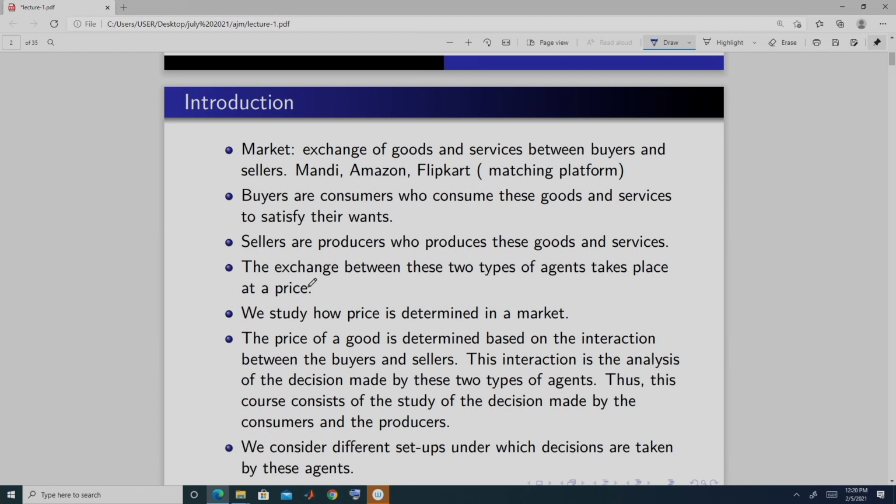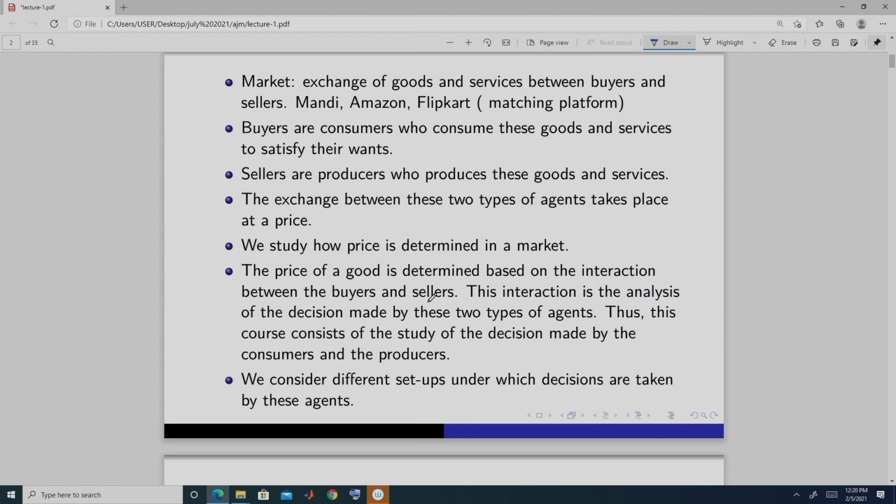So we study how price is determined in a market. In this course, our objective is to study this price, how it is determined. Now, the price of any good is determined based on the interaction between the buyers and the sellers, right? This interaction is mainly the analysis of the decisions made by these two types of agents. So, in this course, we will study the decisions made by the consumers and the decisions made by the firms or the producers.